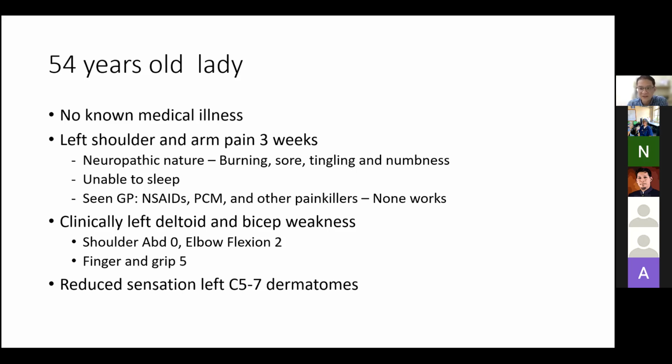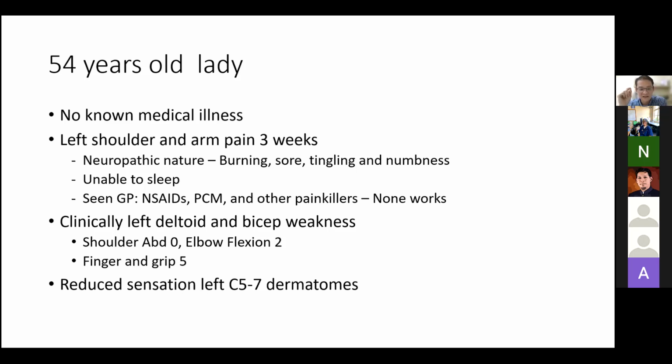But eventually they're referred to see many other doctors, and eventually they still come back to the neurologist. So, a 54-year-old lady, she has no medical illness. She came to the outpatient clinic because of left shoulder and arm pain for 3 weeks. But for the majority of patients, when they tell you pain like this, we thought that it's probably because of joint, muscle, or things like that.